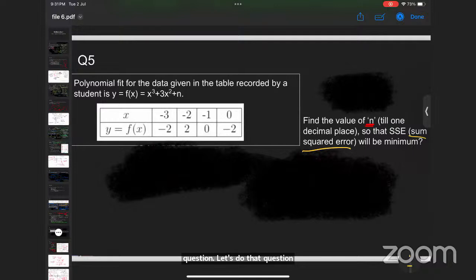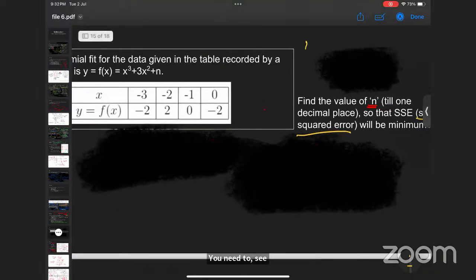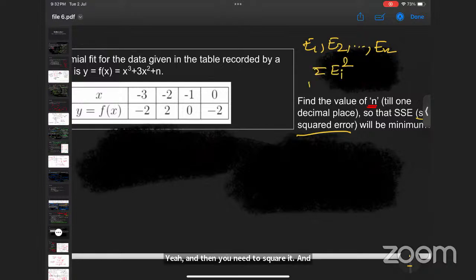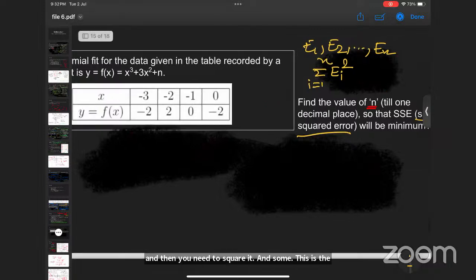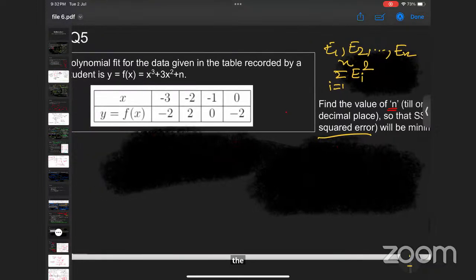Ma'am, I have no idea of sum squared error. You need to find the errors. Suppose E1, E2, and then up to En, and then you need to square them and sum them. This is the method. How do I find the error? See, you have x, you have f(x). From here you can find the error. We have the graph also. I will solve it. Don't worry, I will solve it.